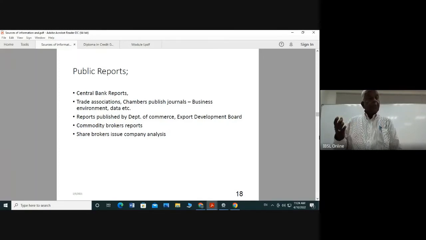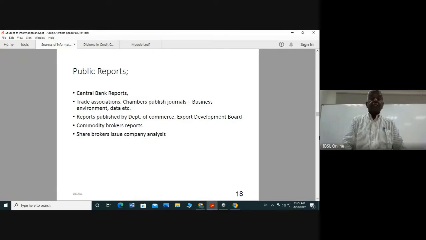Then commodity brokers' reports. This is not only the tea brokers' report, but also coconut brokers' reports, rubber brokers' reports, and commodity brokers' reports about the development of these sectors, their present position, and the export values and export status. You can collect these.